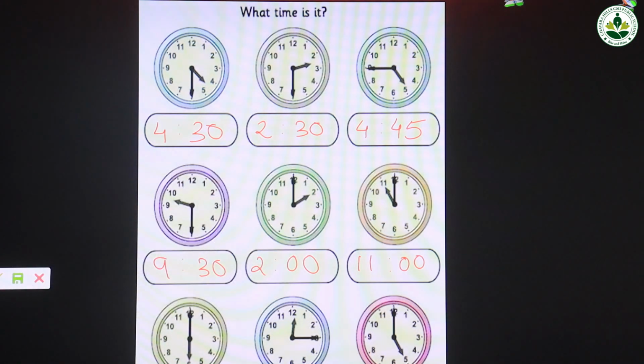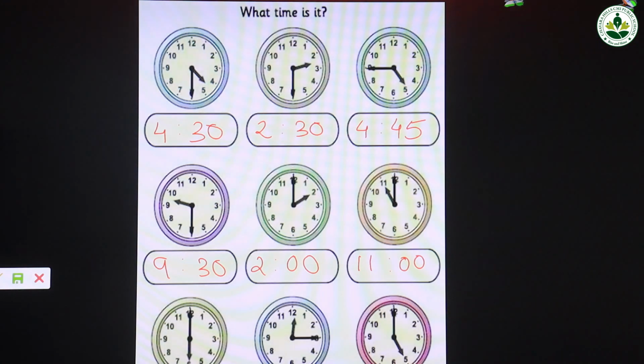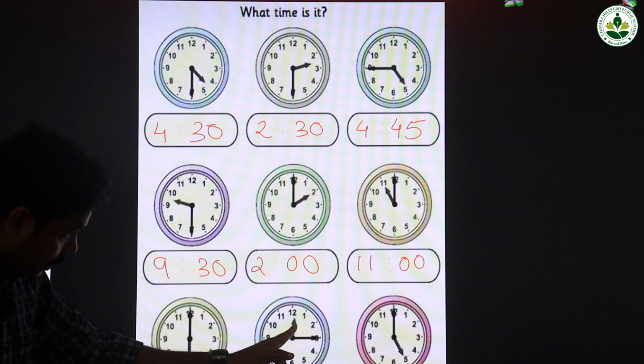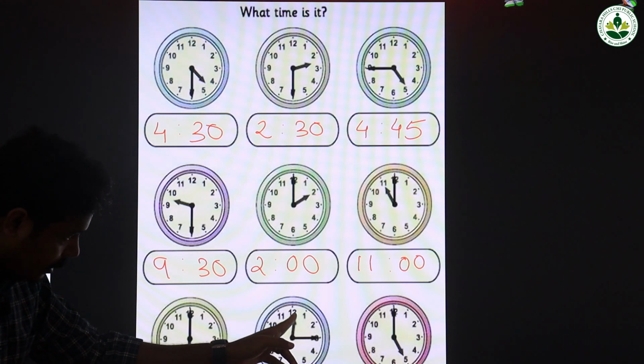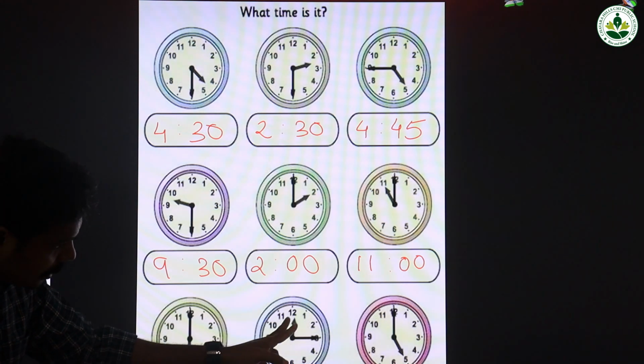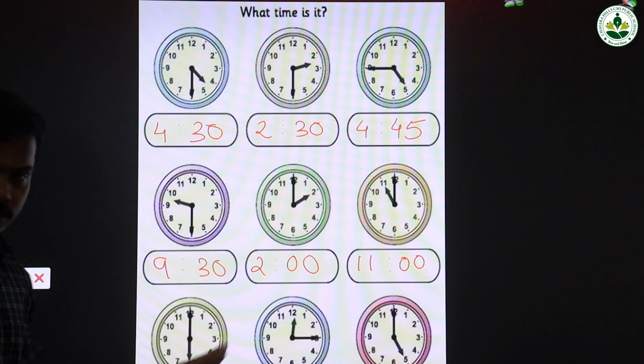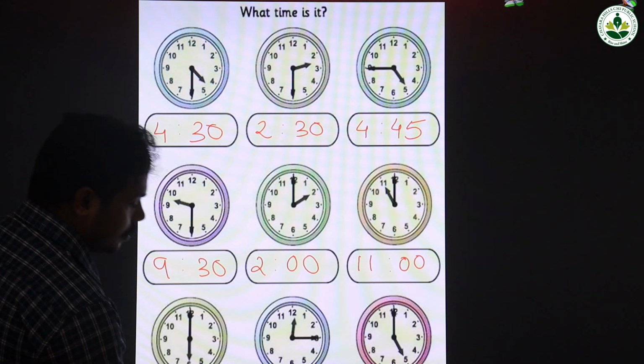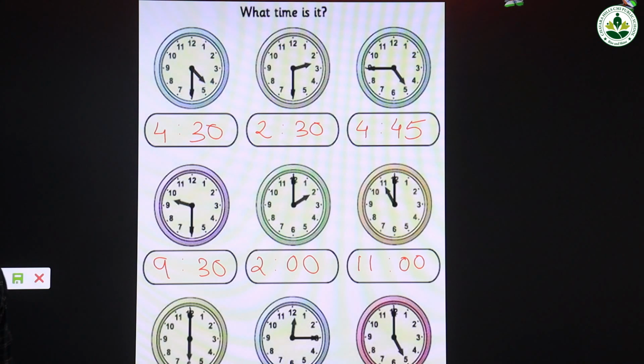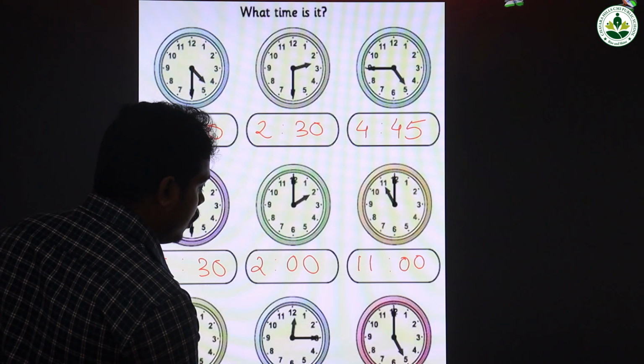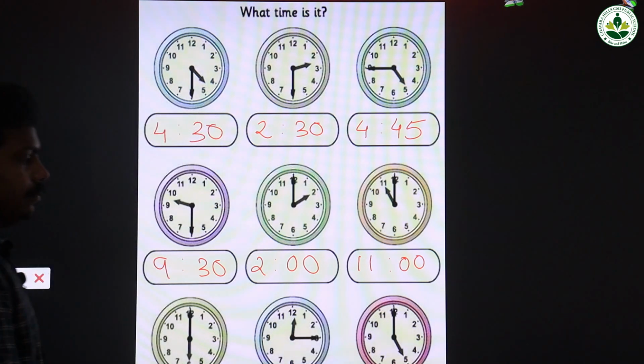Then the seventh one. Yes, the hour hand is on 6 and the minute hand is on 12. So it is 6 o'clock. Then the hour hand is between 12 and 1, it is past 12. So we write 12, and the minute hand is on 3. That means 15. So the time is 12:15.